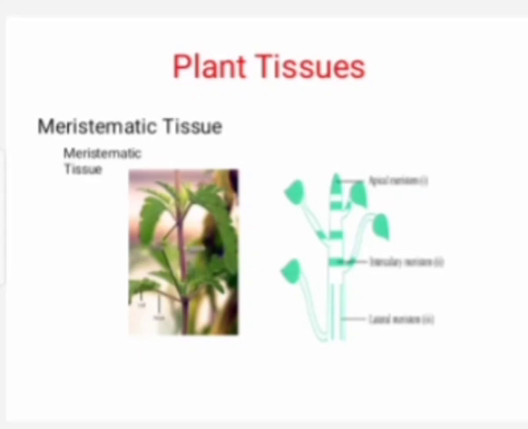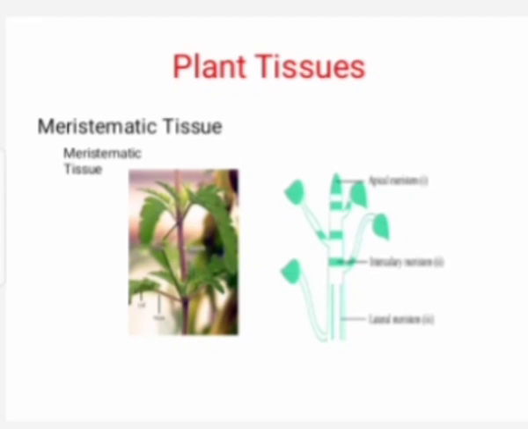Now, let us learn about meristematic tissue. The tissue which is found in all growing regions is called meristematic tissue. This tissue is meant only for growth. This tissue has the capacity to divide to form new cells. It is composed of embryonic cells. It occurs in regions such as root tip, stem apex and buds.